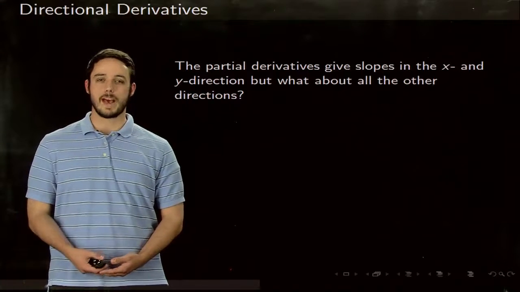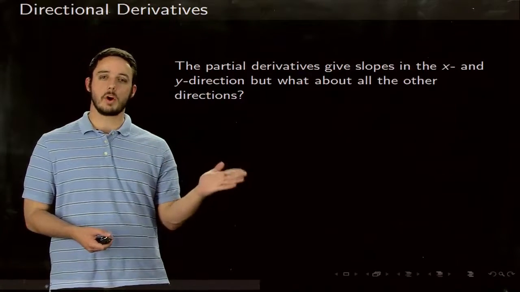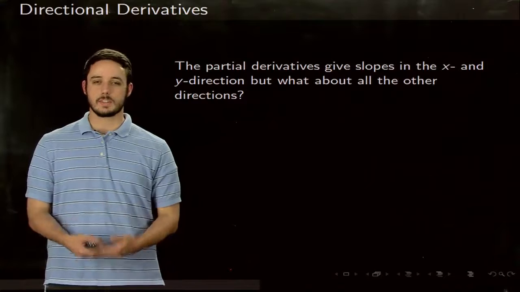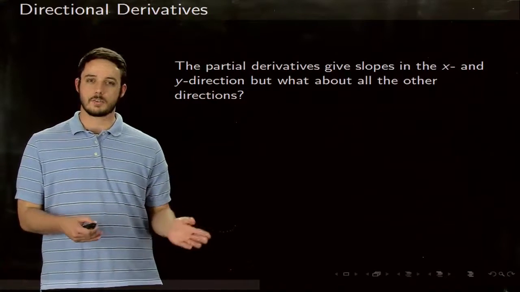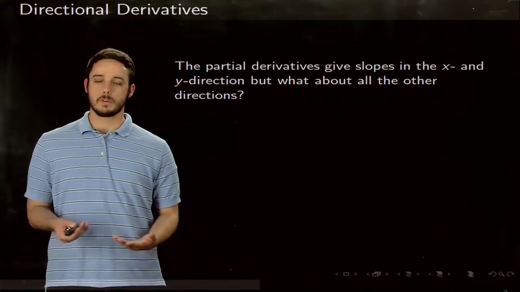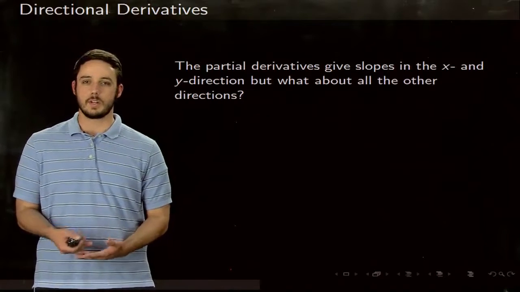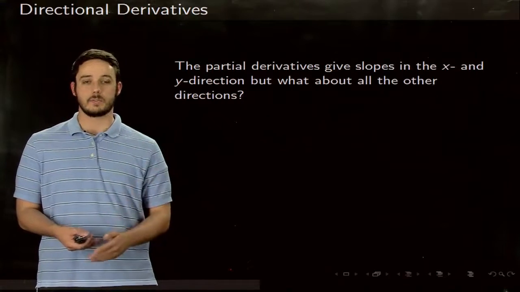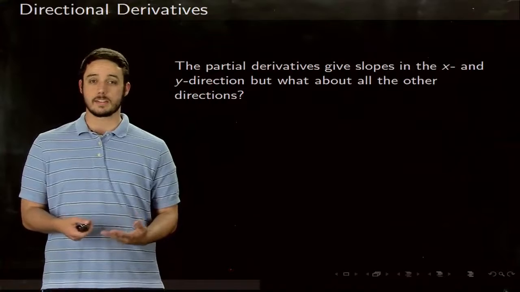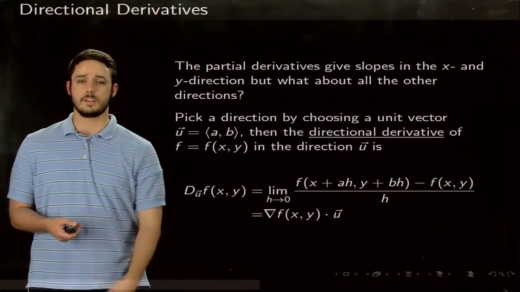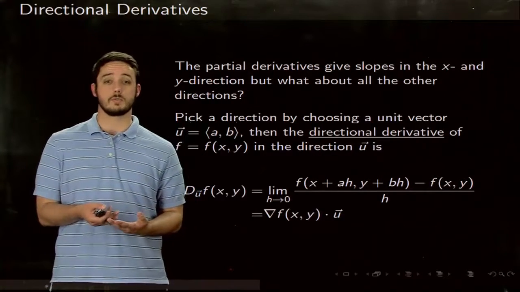So recall from the past that if we take the partial derivative of a function, this gives us the slope in the x direction or the y direction. But we might reasonably ask, how can we find the slope in a different direction? Let's say a diagonal direction. Is there a way we can find that slope? And it turns out there is, and to do so we just take what's called a directional derivative.